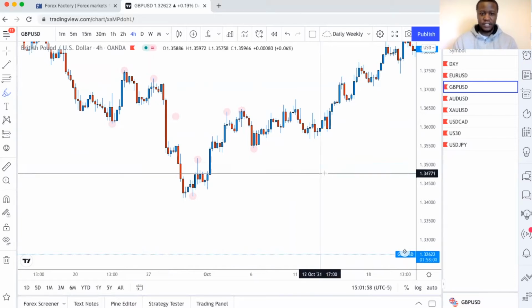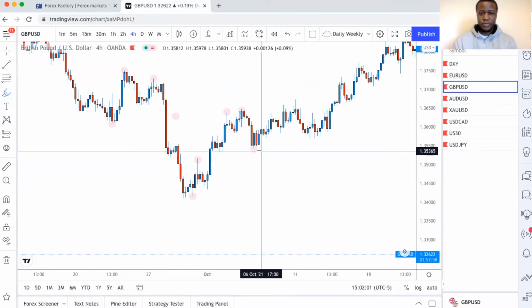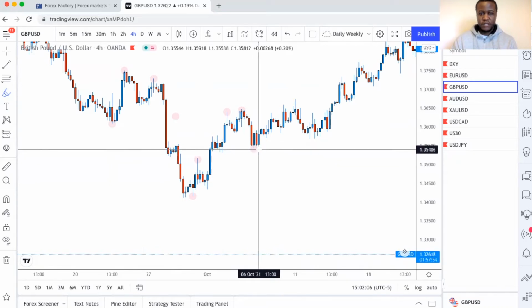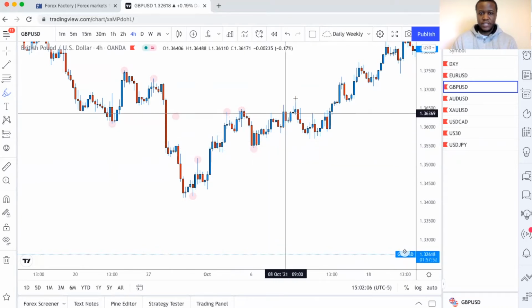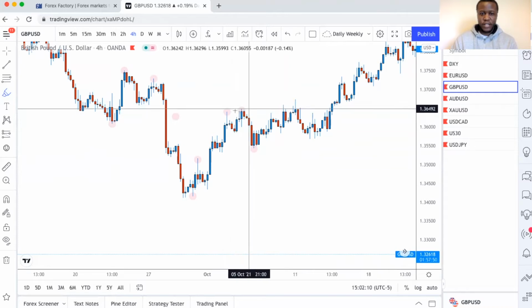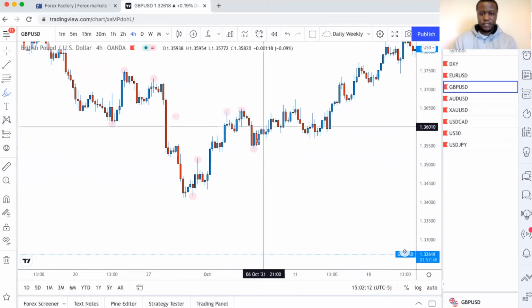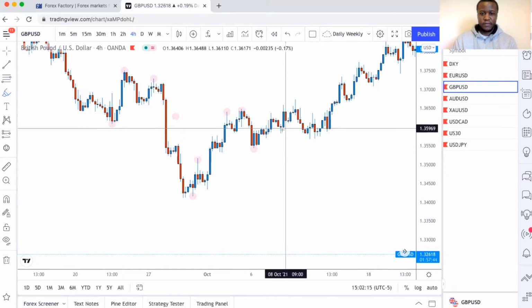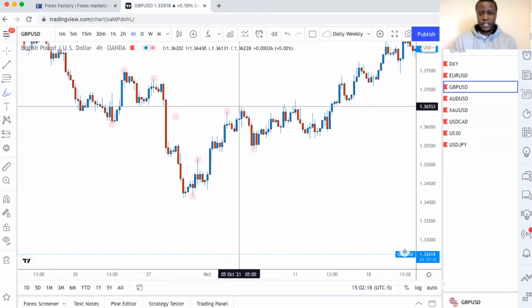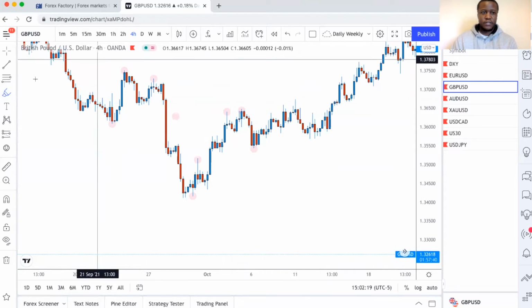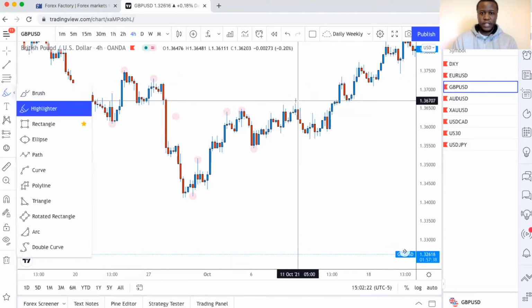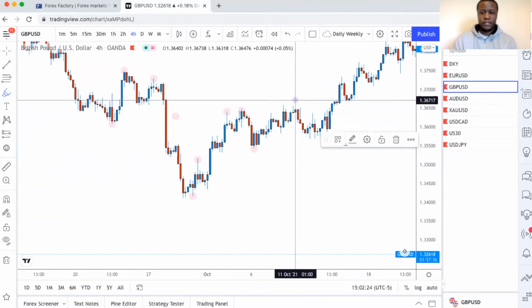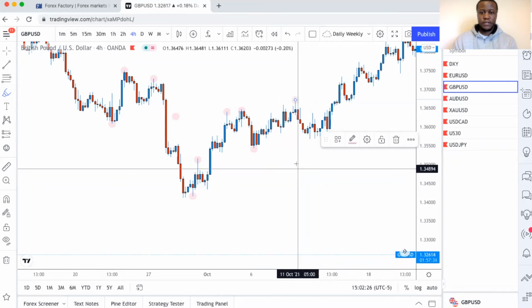Because this is the last, this would be considered the last swing low since it took out these swing highs right here. So this is a swing low. Picking out the highs. Now we got a new swing high.